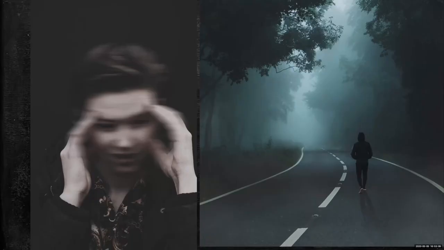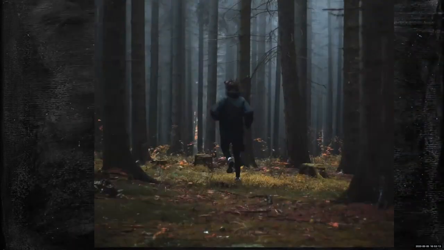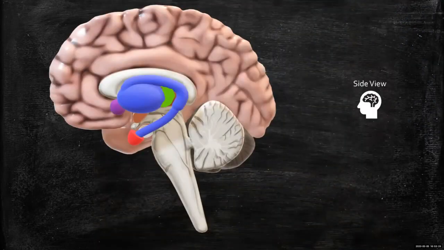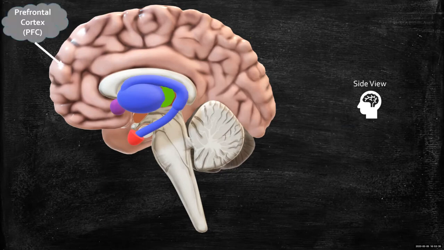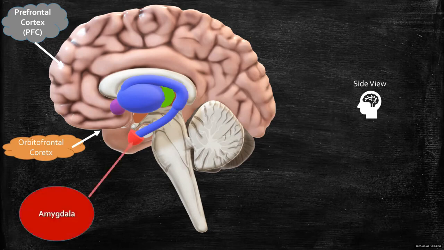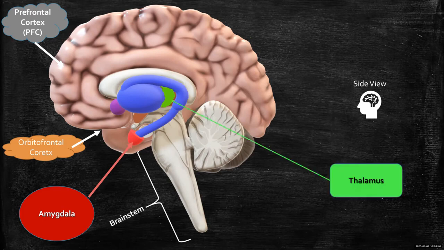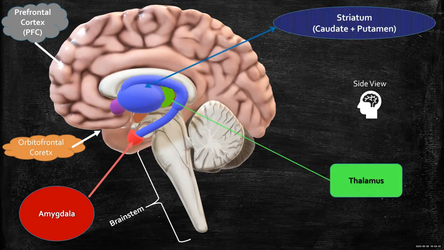And the stress response, or the fight or flight response, is initiated. This causes Michael to run because he is afraid for his life. So what's happening when all of this is happening to Michael? Prefrontal cortex, again, that front part of the brain, the orbital frontal cortex, on the bottom, the amygdala, the brainstem, the thalamus, and the striatum. These are all important structures to remember.